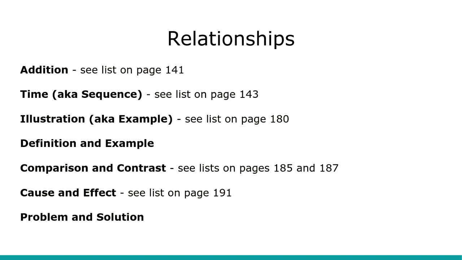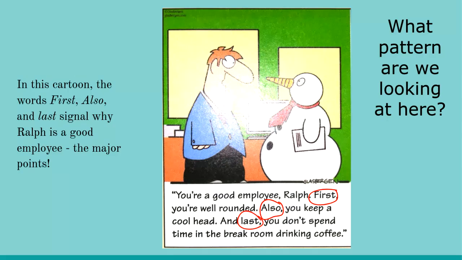Then we've got comparison and contrast, cause and effect, and problem and solution. And that does not have a list of transitions, but they'll use the same transitions as cause and effect. And you'll see that that's kind of the same setup of information. Now let's look at some of these. You have seen this in your book as well.